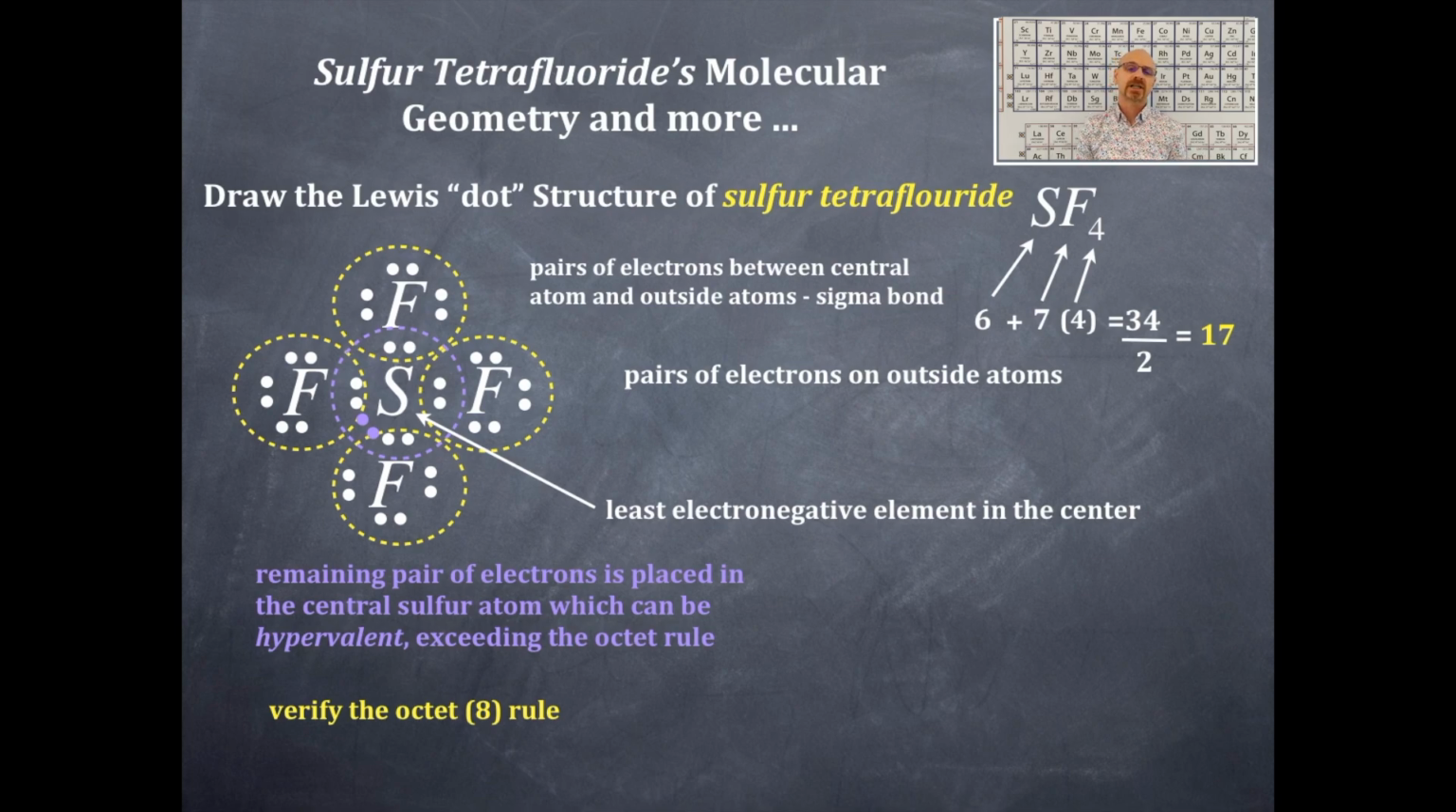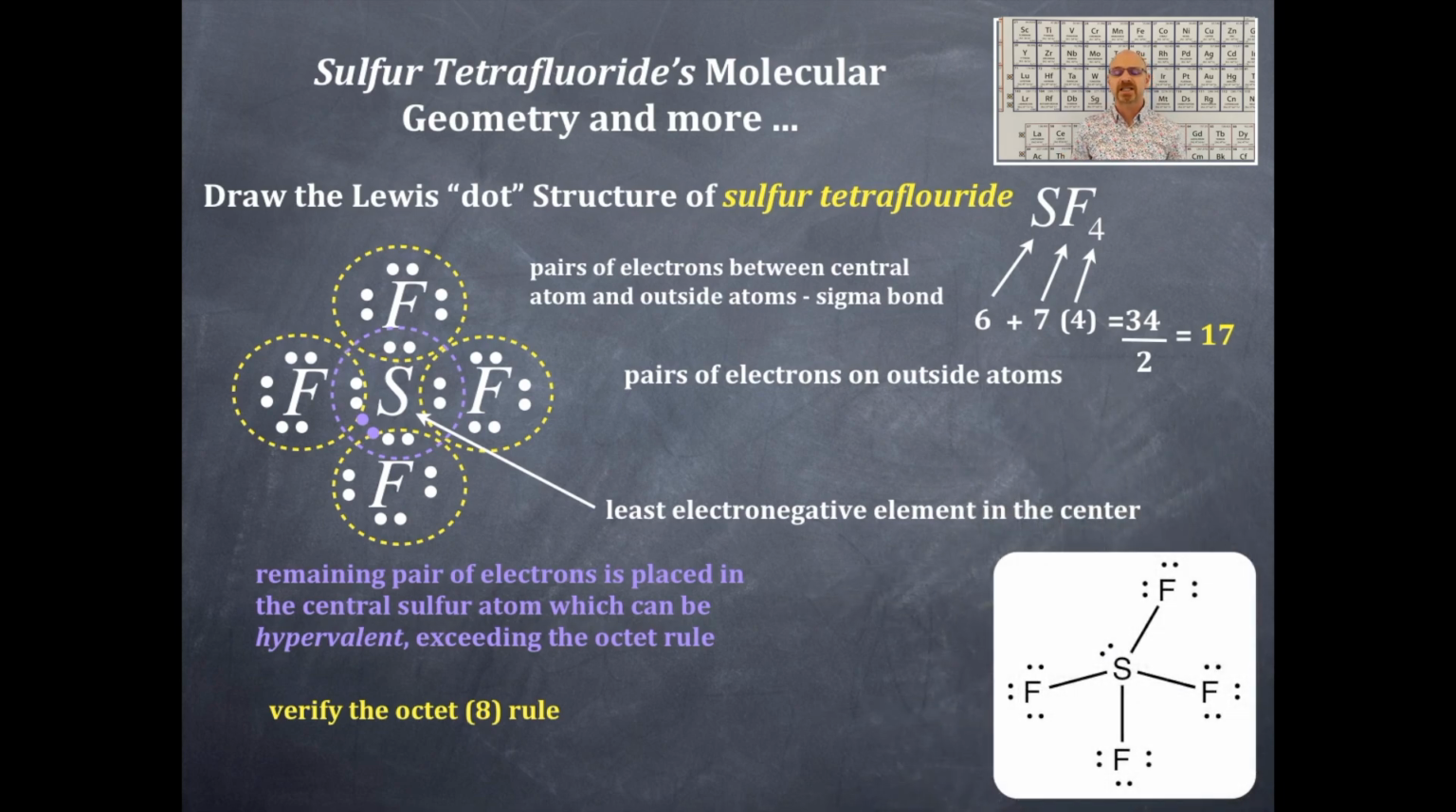Now we're going to clean up this Lewis dot structure, make it look nice and pretty, and we're going to use the bonding pairs of electrons as lines, and that's what I've done right here. You should see that you have that central sulfur, four singly bonded fluorines, and a lone pair of electrons on that sulfur in the middle.